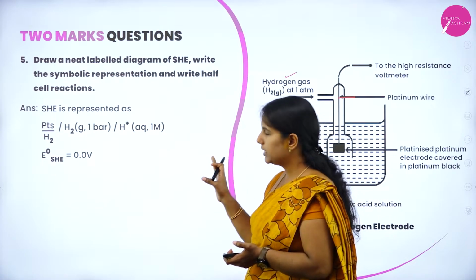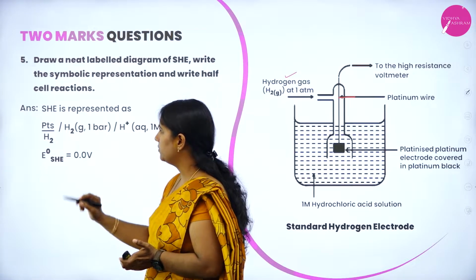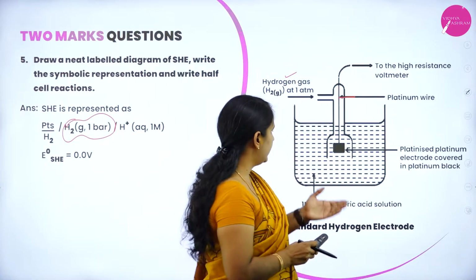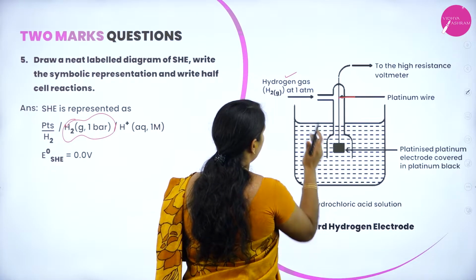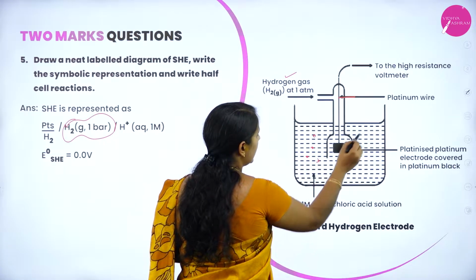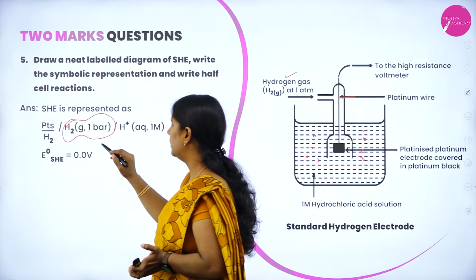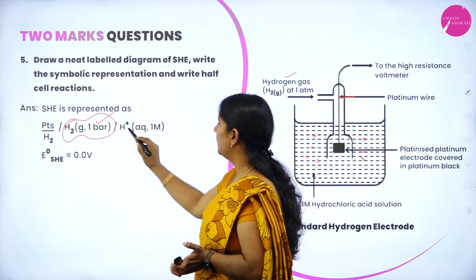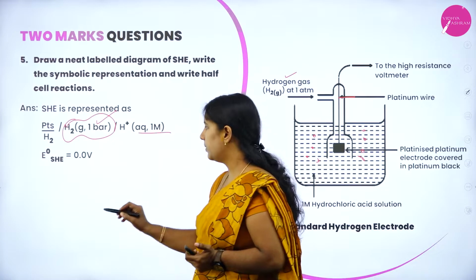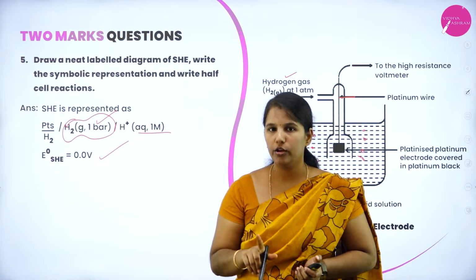In SHE, we always represent the cell like this: platinum, hydrogen gas. In the H2, we know that hydrogen gas will be generated. When we immerse this platinum wire and pump the hydrogen gas into this entire container, the hydrogen gas will be bubbled out. This hydrogen gas is at a pressure of 1 bar, plus H plus ions in the aqueous medium of 1 molar. And remember, in SHE, the electrode potential will always be 0.